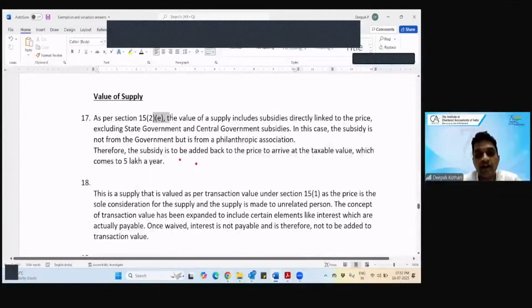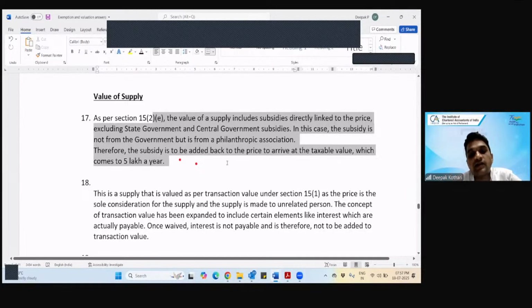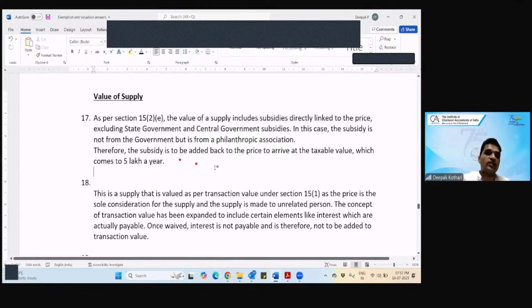As per section 15(2)(e), the value of a supply includes subsidy directly linked to a price, excluding central government and state government subsidies. But in this case, the subsidy is not received from the central government or state government. It is from a philanthropic association. Therefore, the subsidy is to be added back to the price to arrive at the taxable value, which comes to 5 lakh a year. So the value will be 5 lakh a year.